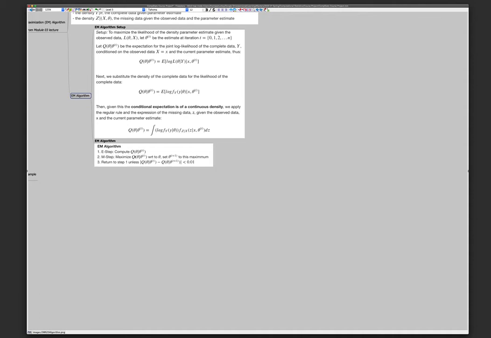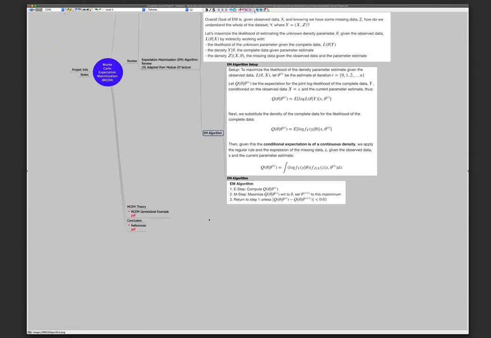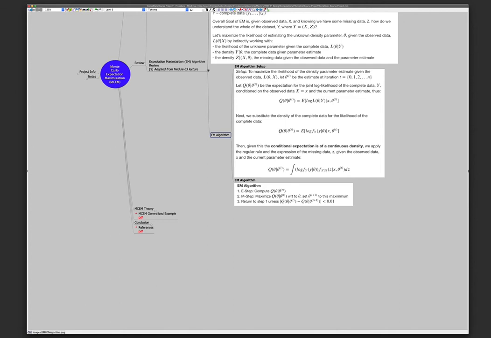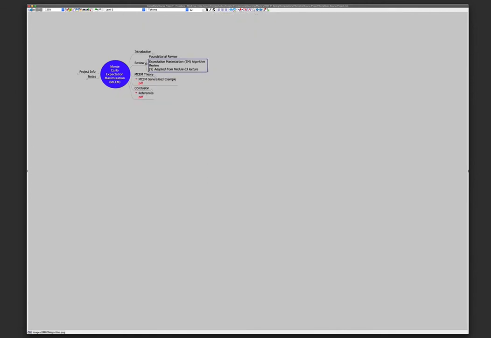We have an E step, and then we maximize that expectation to come up with our formula, and then we just keep iterating on those estimates of the parameter until we're below some threshold of delta. All right, that's just basic EM. So let's go to MC EM.